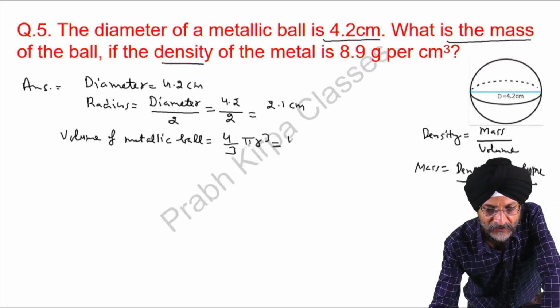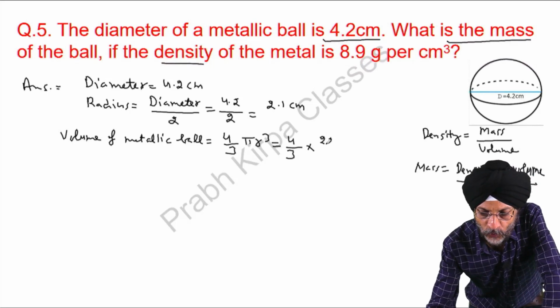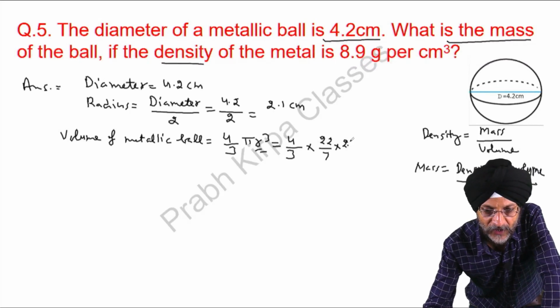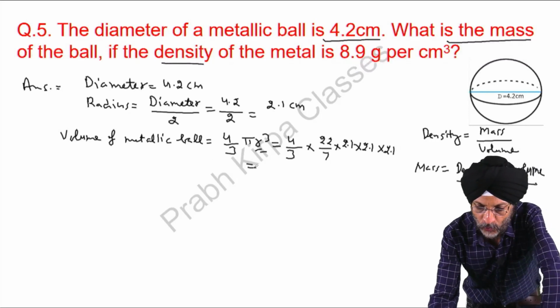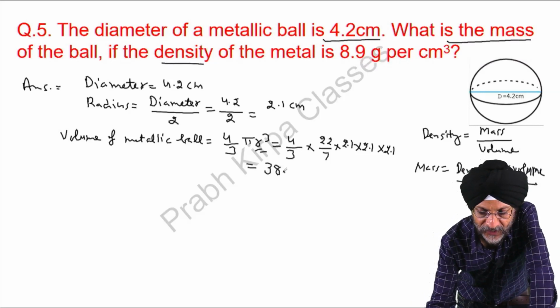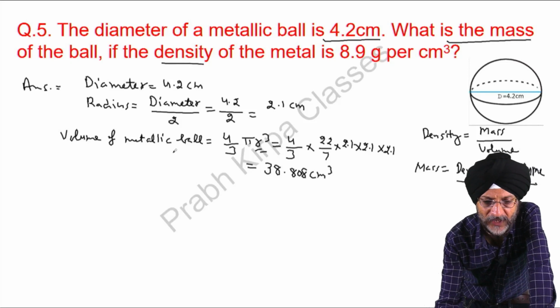We will put in the relevant values. 4 over 3, pi stands for 22 over 7. Then we will put in the value of r. R is r cube. So 2.1 into 2.1 into 2.1. So when we solve it, it will come as 38.808 cubic centimeter. This will be the volume of metallic ball.